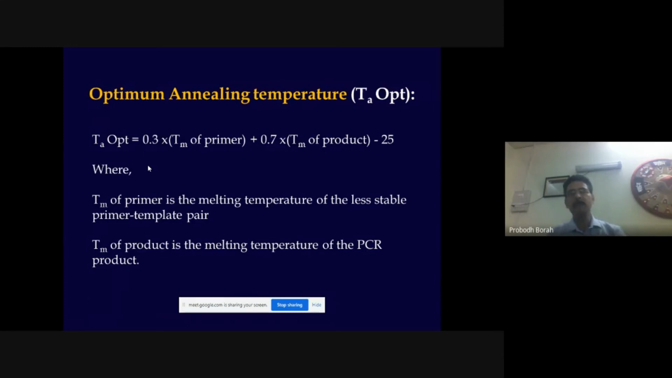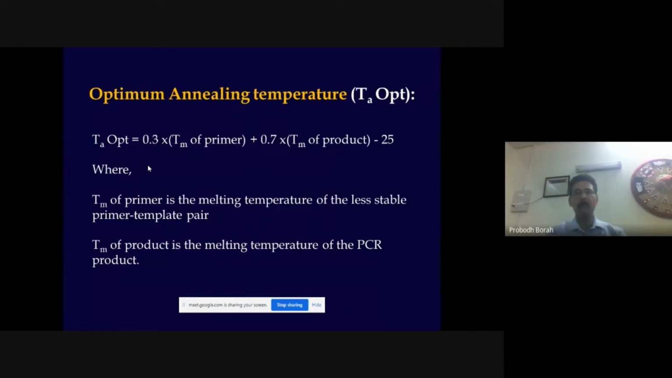you have got a special class of thermal cycler which can take care of it, where you can set variable annealing temperature in different rows of the wells in a PCR plate. These are called gradient thermal cyclers. So by using gradient thermal cyclers, you can use various annealing temperatures in different rows of the plate, and therefore after one run you can determine which annealing temperature will be suitable.